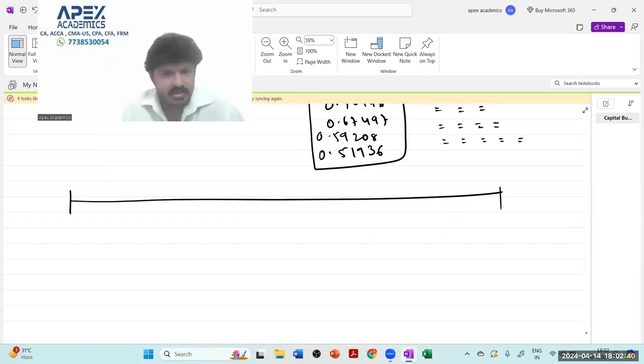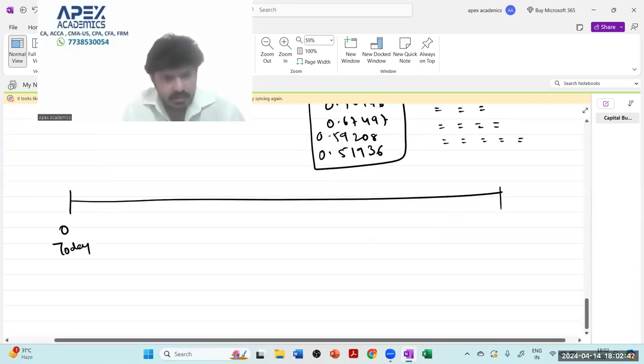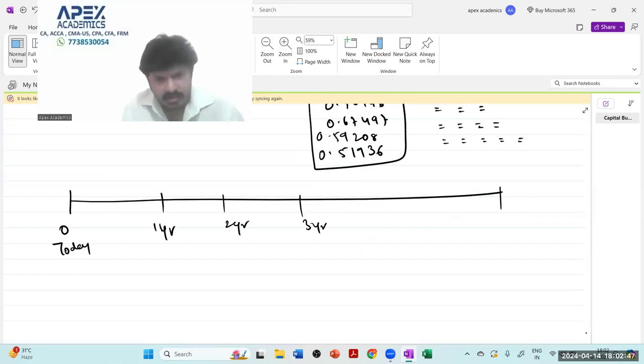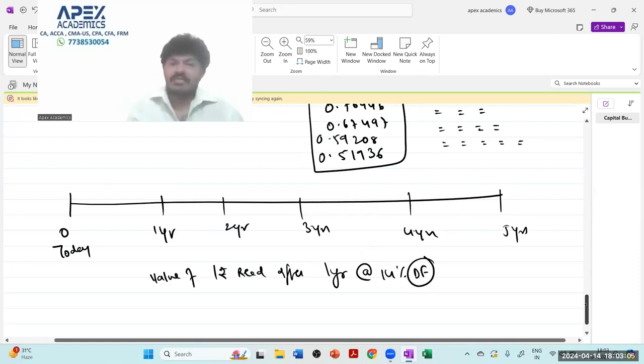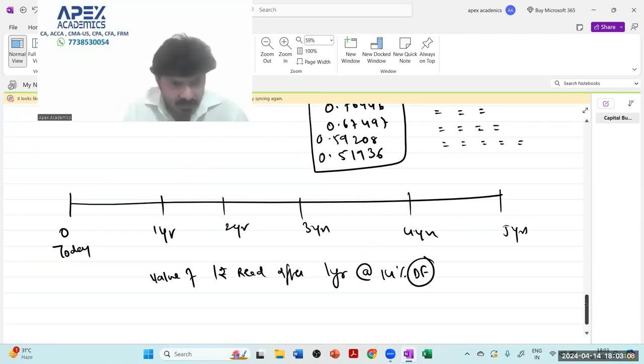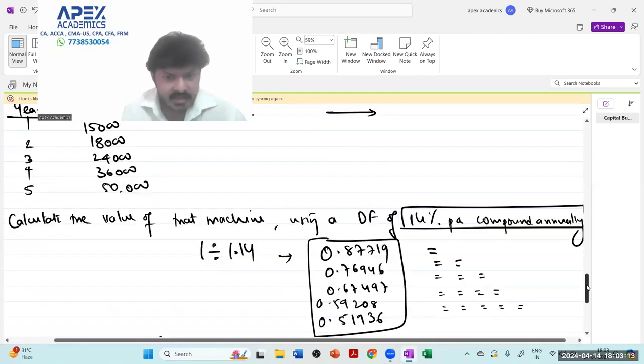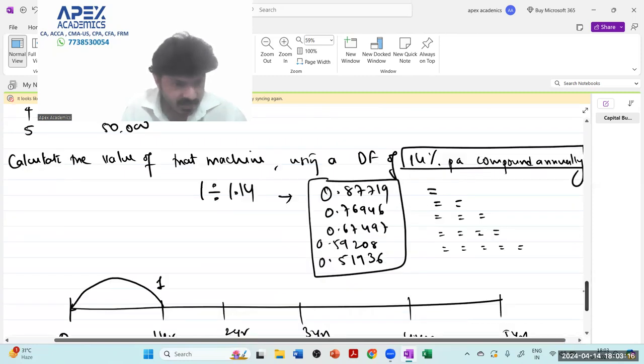if this is 5 years, this is today, this is after 1 year, after 2 years, after 3 years, after 4 years, and after 5 years, right? The value of 1 rupee received after 1 year at the rate of a 14% discounting factor, which considers inflation and everything, the value of this 1 rupee today is 0.87719.